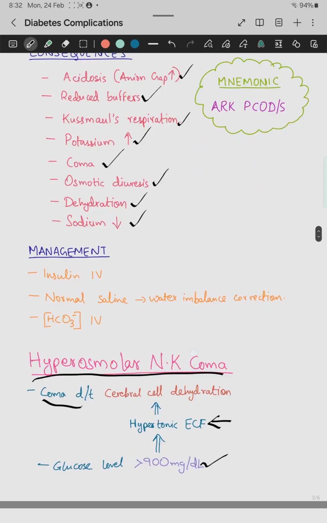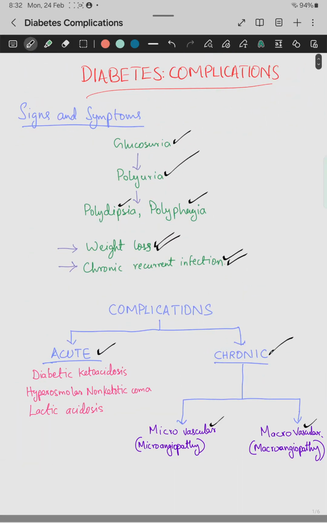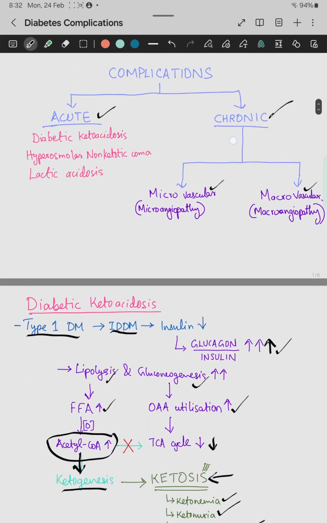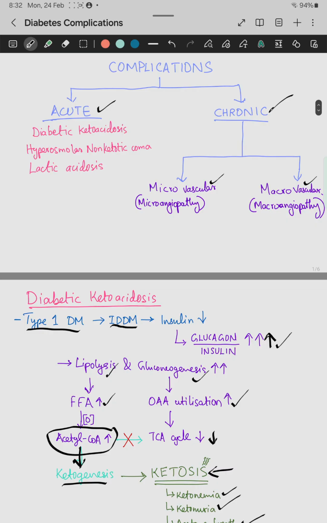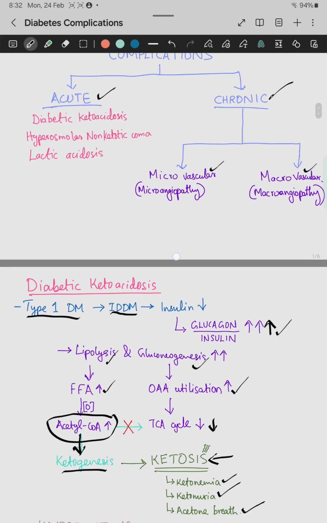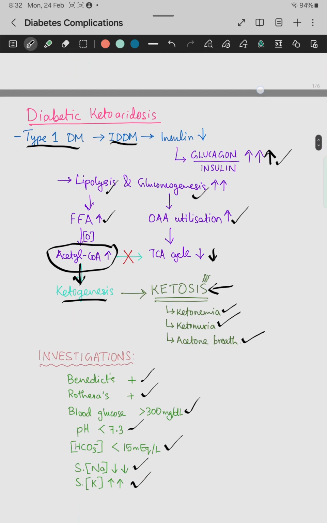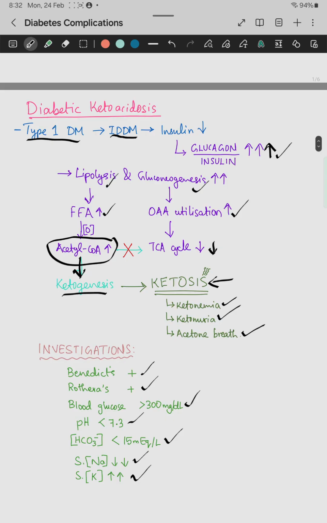Now quickly, if we sum up, we saw signs and symptoms, that is glucosuria, which causes polyuria, which causes polydipsia, polyphagia, and in spite of polyphagia we can see weight loss and chronic recurrent infection. Complications are acute and chronic. Acute are diabetic ketoacidosis, hyperosmolar non-ketotic coma, and lactic acidosis. Chronic are microvascular and macrovascular.